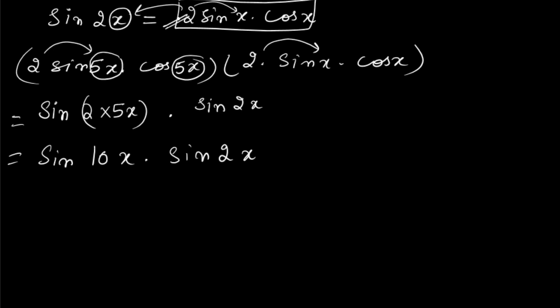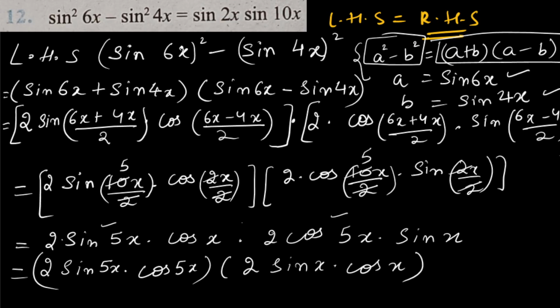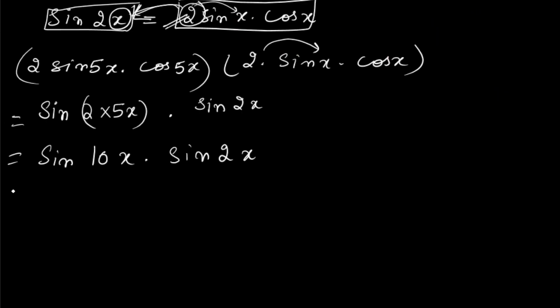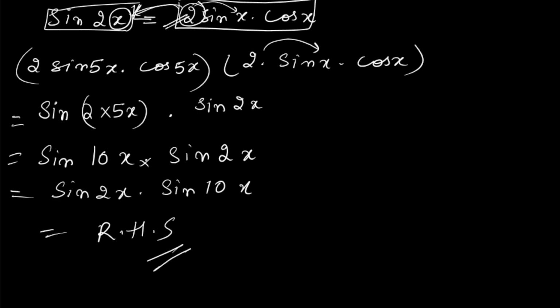So this form was given to us. We just converted this form into this form. What we have done, we just multiplied this 2 which is outside with the angle and wrote it in the form of sine 2x, because we had sine and cos with the same angle. Here also sine 5x and cos 5x. Here also sine x and cos x. So we have just written it in this form. And if we see the right hand side of the question, it is also sine 2x into sine 10x. We can just do a rearrangement. Because it's getting multiplied, sine 2x into sine 10x equals the right hand side as well. So here we have proved this question.